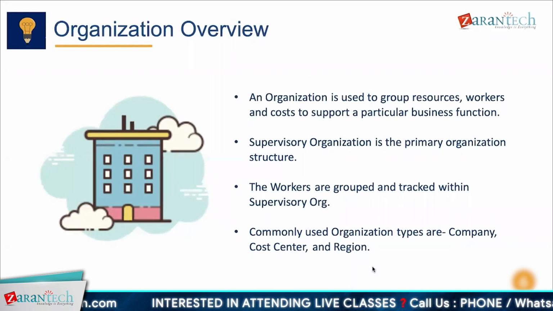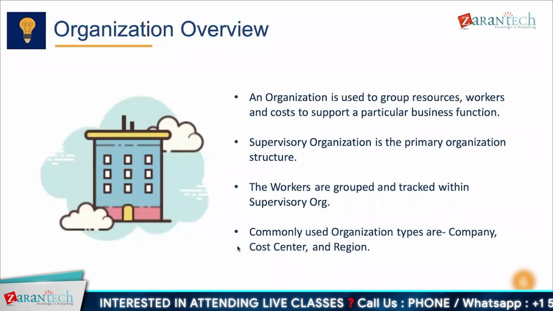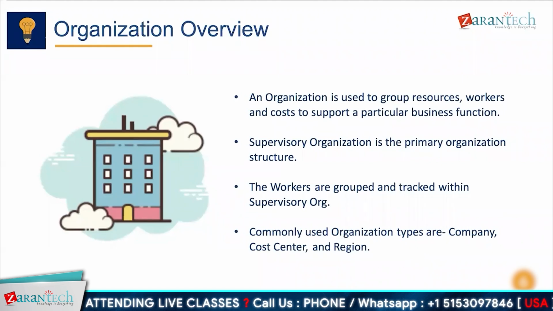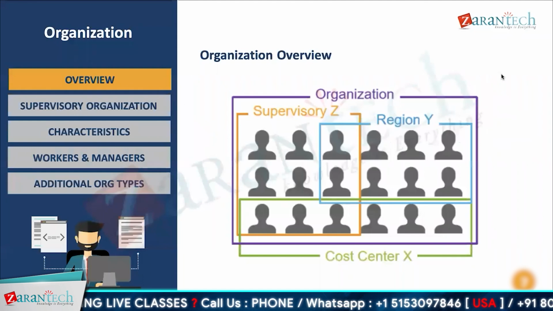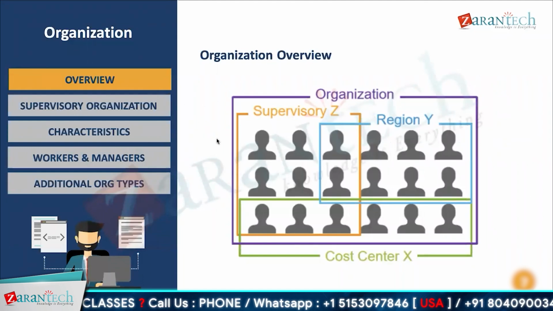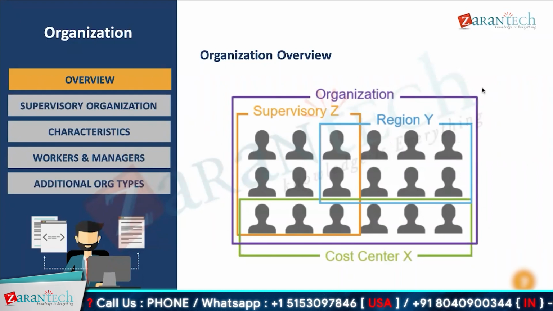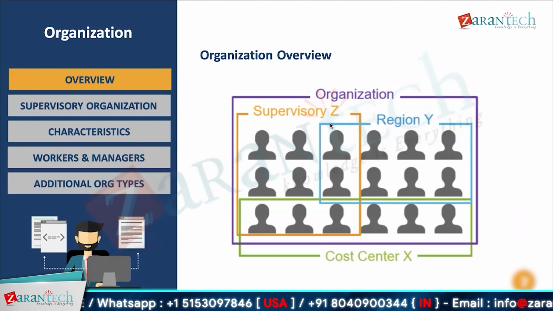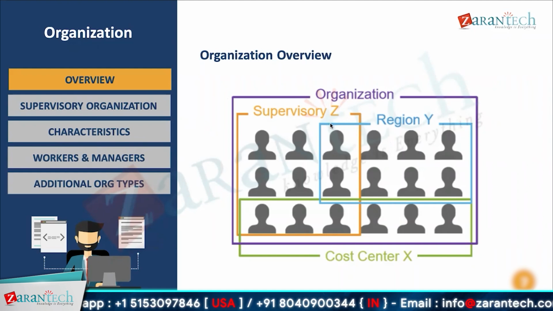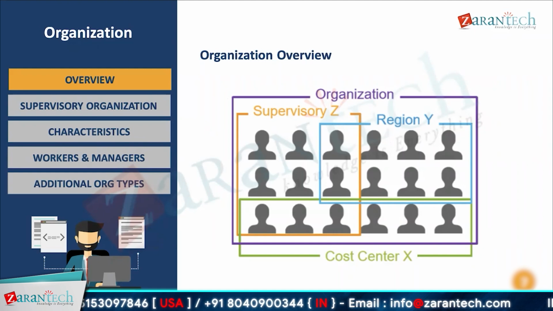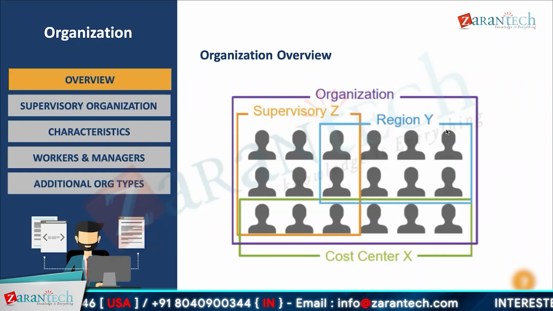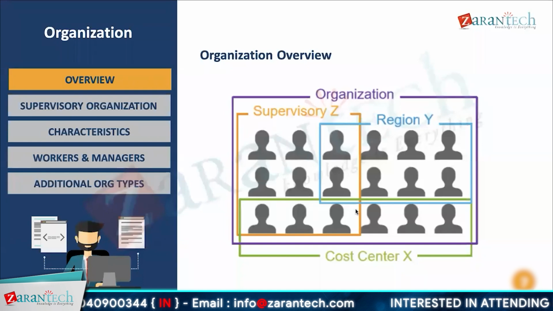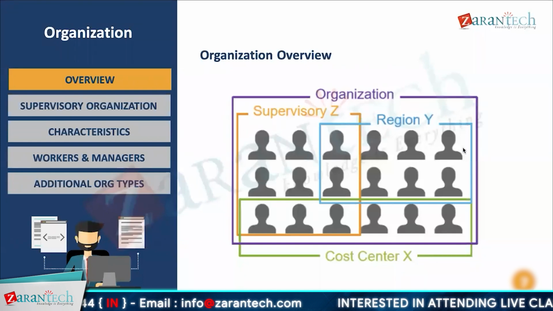As I mentioned, a company can be a type of organization. A cost center can be a type of organization. A region can be an example of an organization type. So this is another example. Let's say this purple one, we are calling it an organization, and let's say this is Global Modern Services. Then Global Modern Services has different regions, has employees in different parts of the world. Let's say region Y, maybe let's say that it is US. So let's say these 8 people are part of the US region.